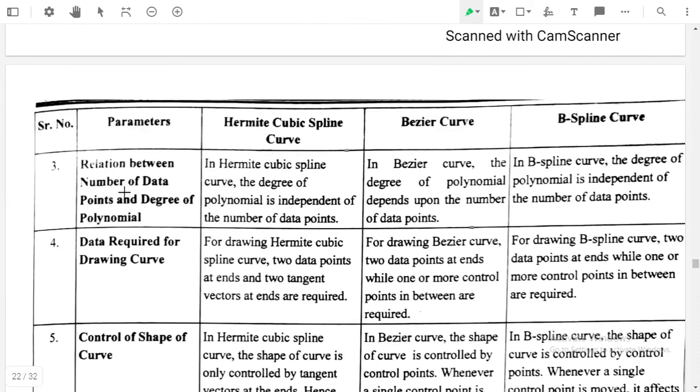Now, the relation between the number of data points and the degree of the polynomial. In the case of a Hermite cubic spline curve, the degree of the polynomial will depend on the number of data points. In the case of a Bezier curve also, the degree of the polynomial will depend on the number of data points, but in the case of a B-spline curve, the degree of the polynomial will not depend upon the number of data points. So this is another difference.